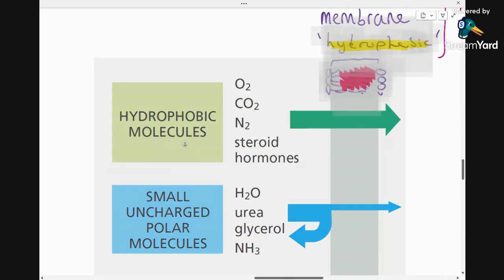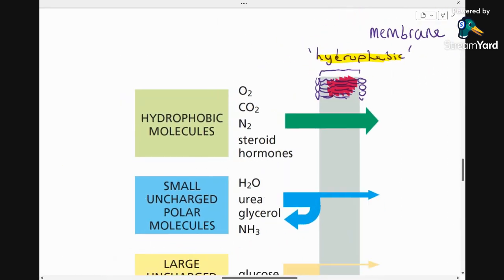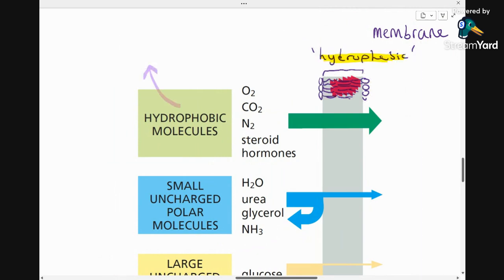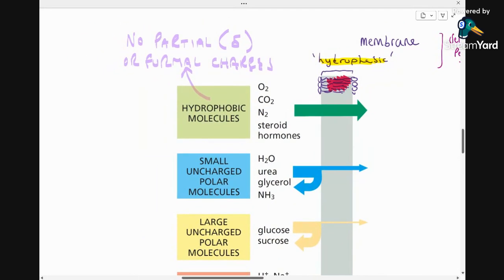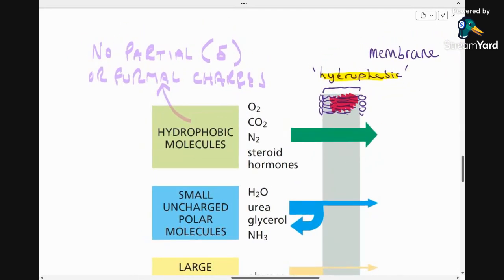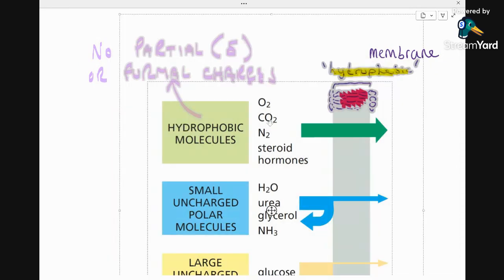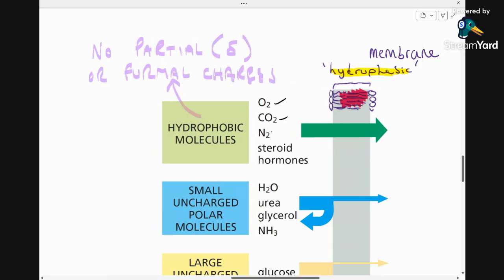So hydrophobic molecules, what we mean by this is no partial, and of course by that I mean delta, or formal charges. Okay. So glucose obviously is not one of these, because you've got OH groups knocking around. And the key thing is that gases, so oxygen, carbon dioxide, nitrogen here, for example, absolutely can pass through no problem.